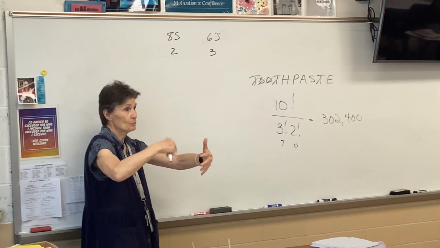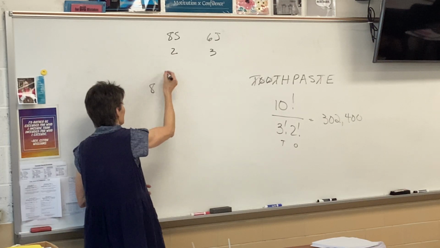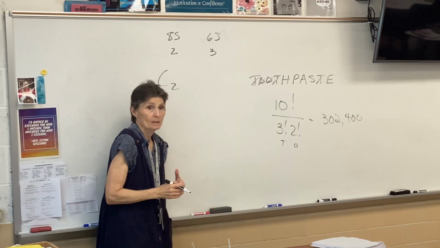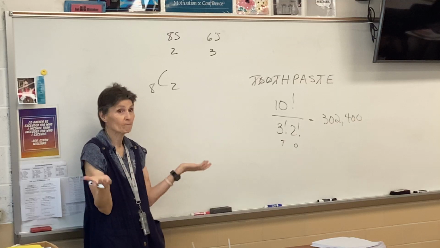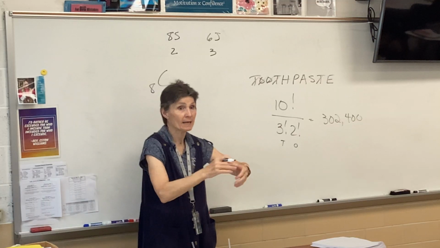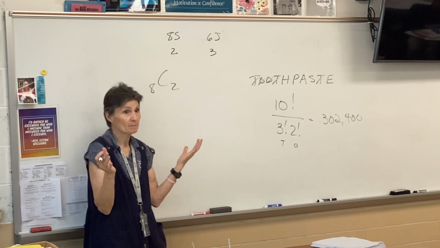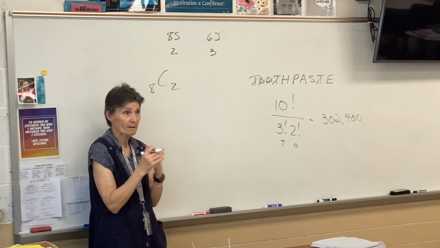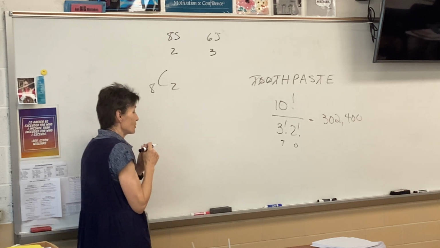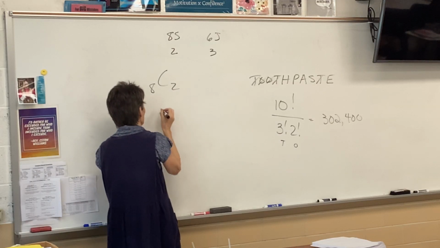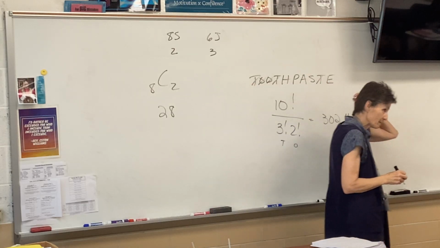8 choose 2. Is that gonna be P or C? C. 8C2. When would it be P again? If I were picking a president and a vice president, or a captain and a co-captain. If I'm picking them for different things, that would be a P. But I'm just picking them to be on my team. Order doesn't matter. What is 8C2? 28. Okay, so I got my seniors picked. There's 28 ways I can pick my seniors.